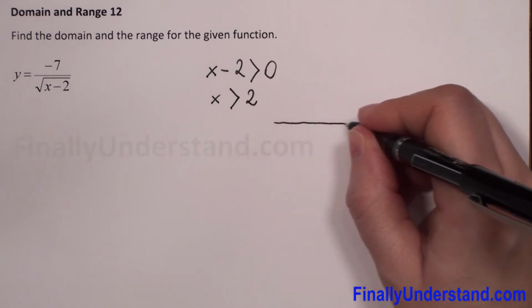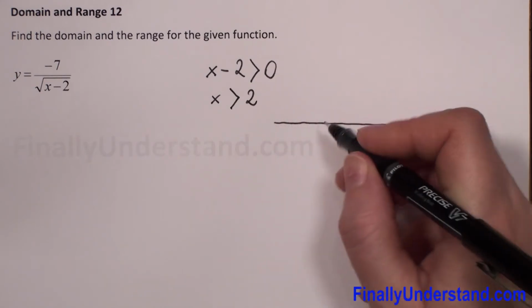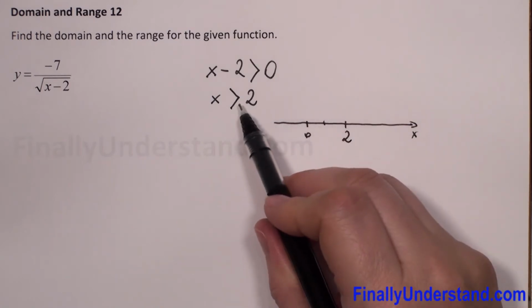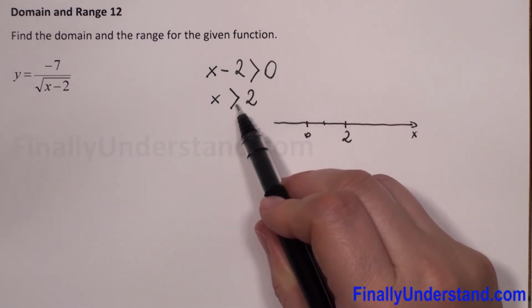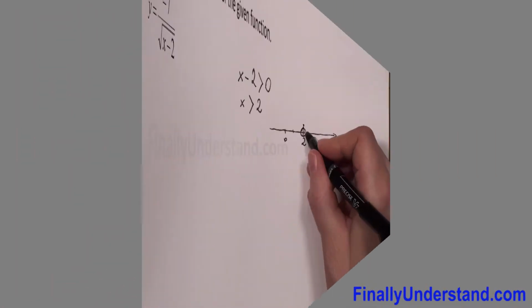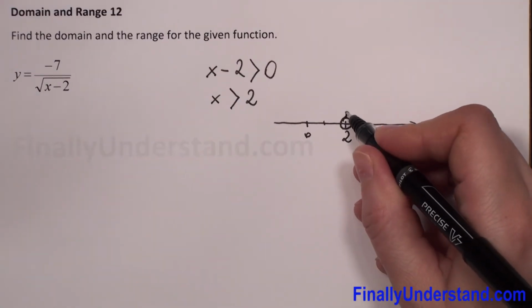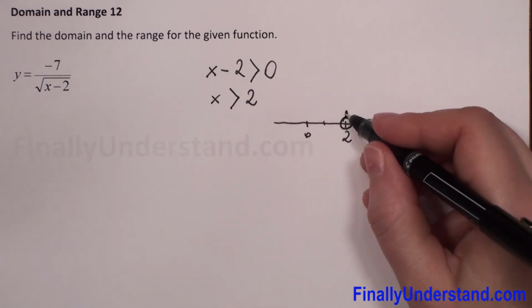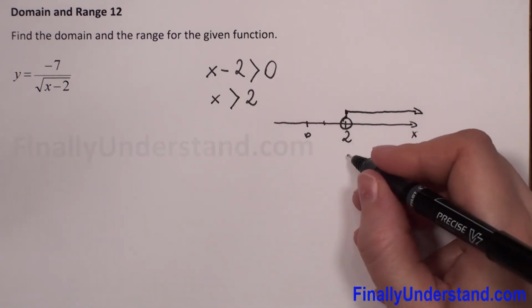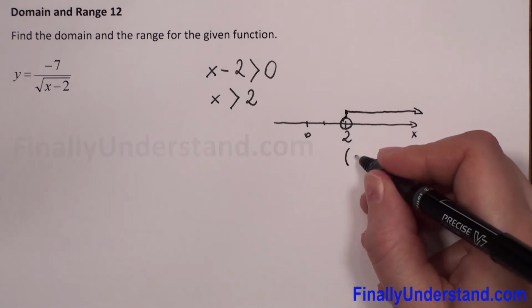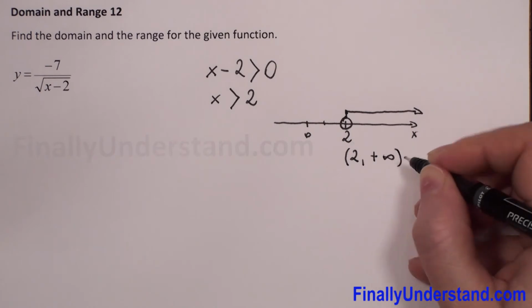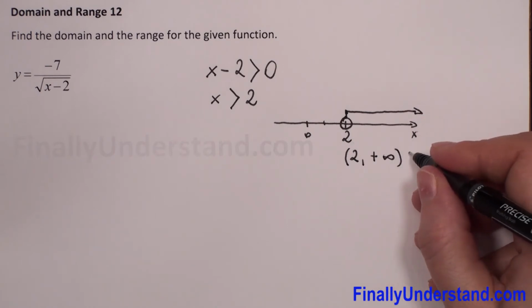So we can draw number line. We have 0, 1, 2. Our inequality sign is greater, so we have 2 excluded, and x is greater, it means going to the right side, positive infinity. So we have open interval from 2 to positive infinity. This is our domain.